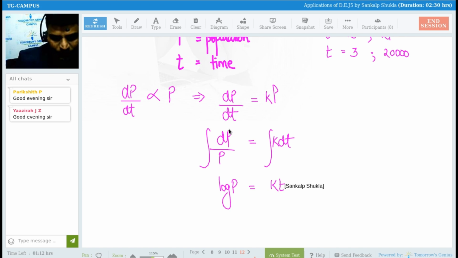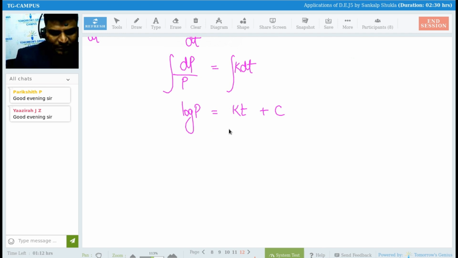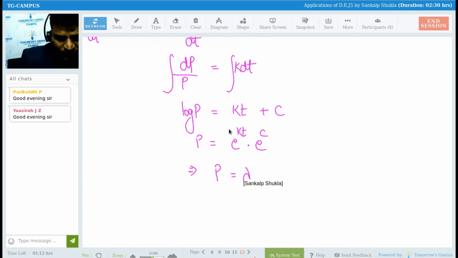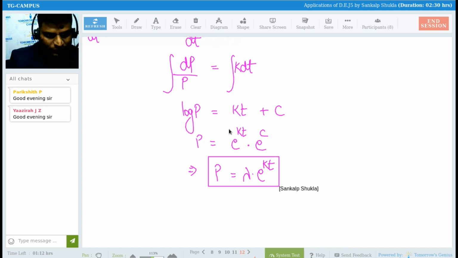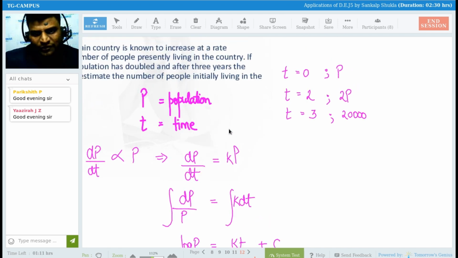kt plus c. So log p is kt plus c means p will be e raised to the power kt into e raised to the power c, and e raised to the power c can be called as lambda, another constant. So I can write p is equals to lambda times e raised to the power kt. Okay, this is the solution. Now put these values and the answer will be clear to you.